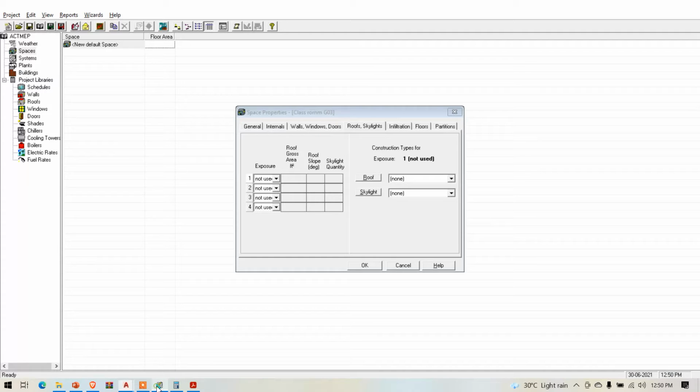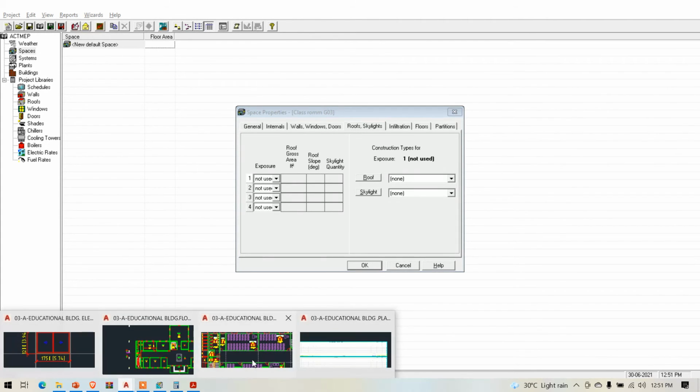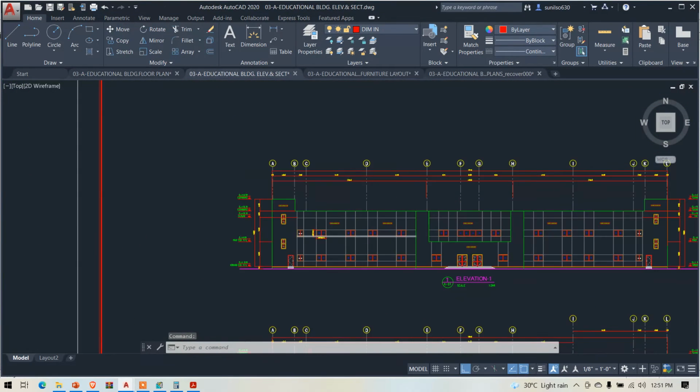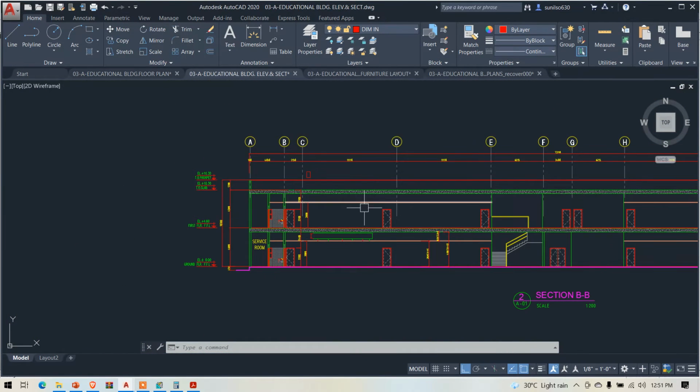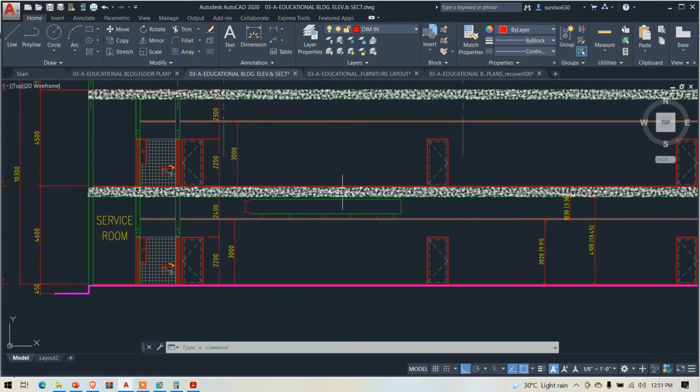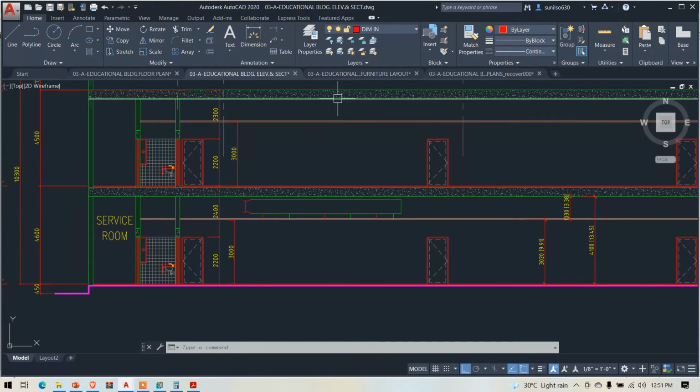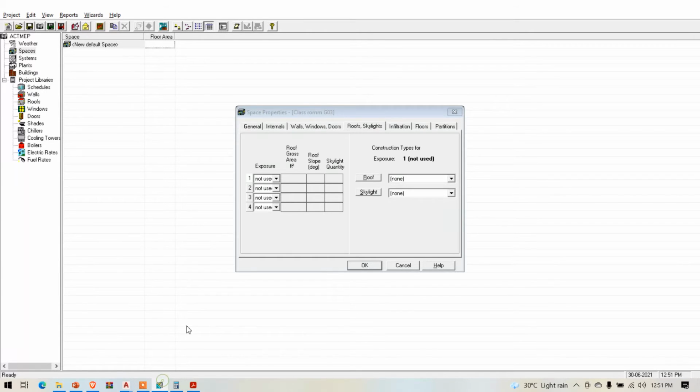Then how are we going to take the values? Here we have to consider the H. Since this building is a horizontal building, we have a horizontal roof. You can go to your elevation plan. See here, we have a horizontal roof, and for the ground floor this is a ceiling which is also horizontal. So here we have to consider the H, horizontal. Then automatically the roof area is going to be considered. No need to consider it separately.